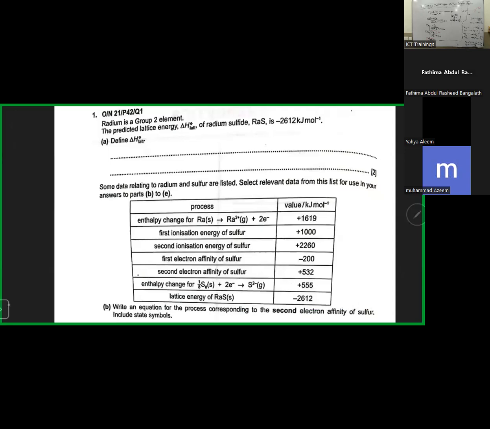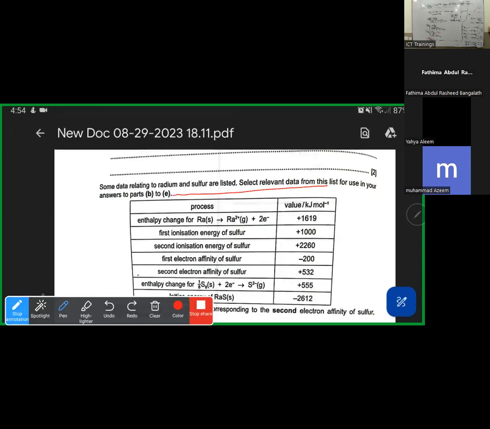Anyone who can do it? Just write down the value of the lattice enthalpy, -2612. Just write it aside. I'm going to do the question for you now.